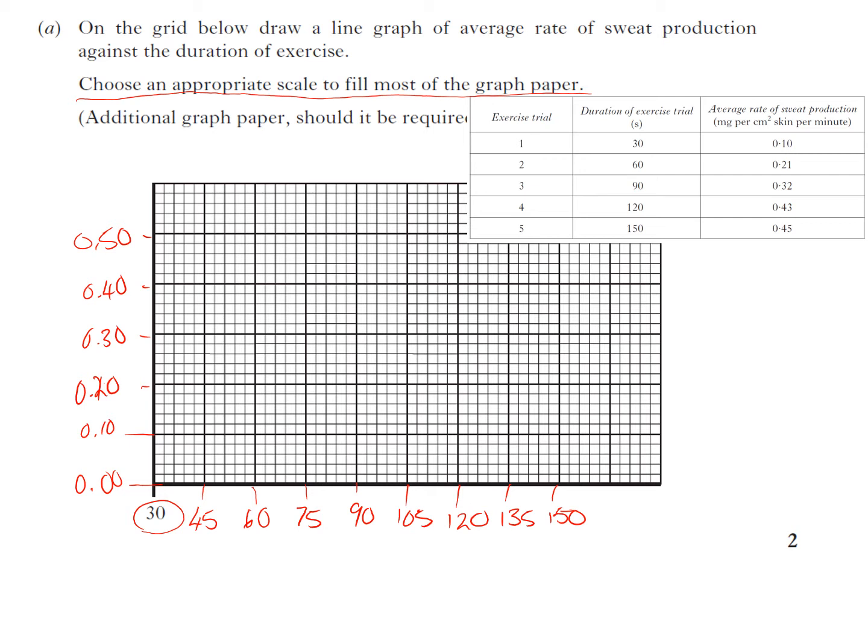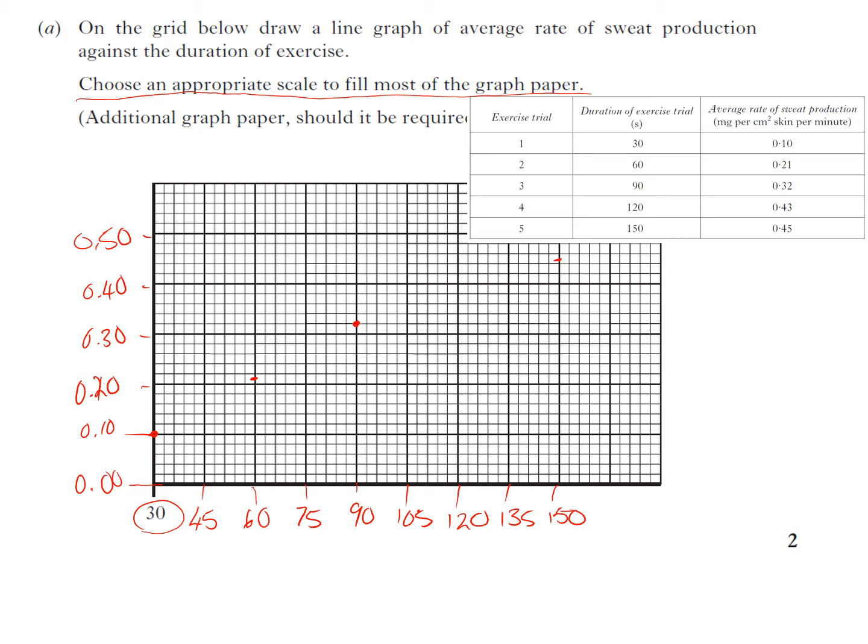So 30 is going to be 0.1, 60 is going to be 0.21. Remember, you can go to half box tolerance as expected, so it's going to have to be between the two. 90 is 0.32, 120 is 0.43. Again, you've got to be between the lines, it's got to be clear to the marker that it's between the lines, and 0.45. Same deal.